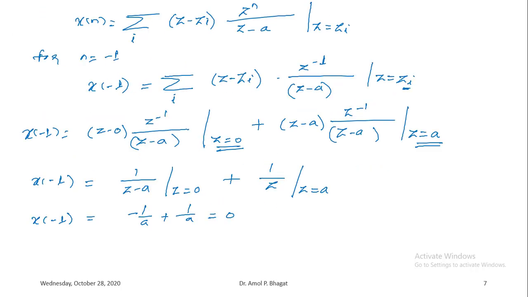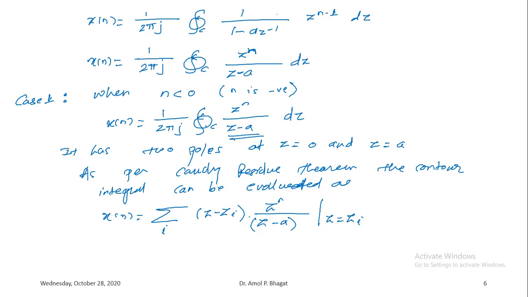Now we will consider case 2. In case 2 we consider positive values of n, that is for n greater than or equals to 0. Again this x of n will be taken as it is, that is, x of n will be taken as 1 upon 2 pi j contour integral of z to the power n upon z minus a.